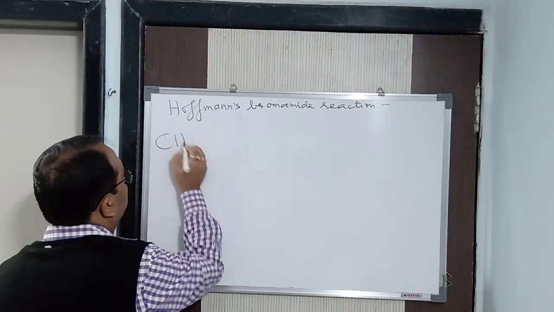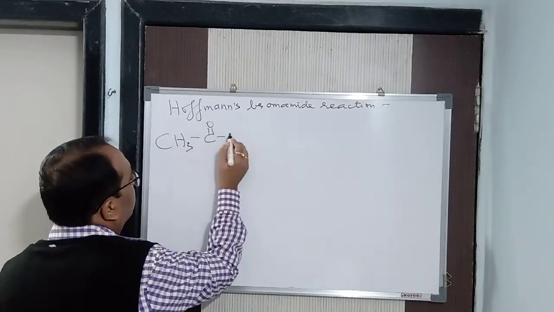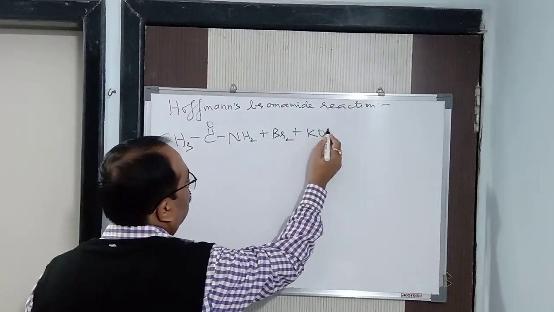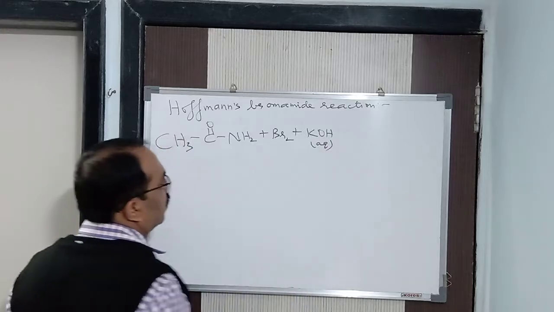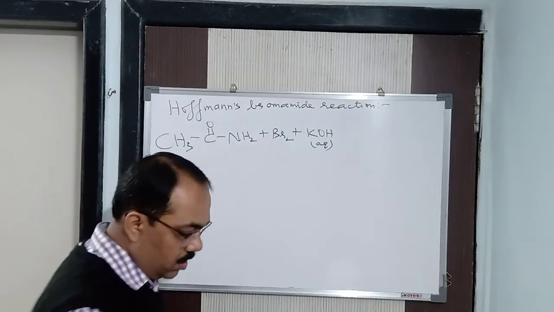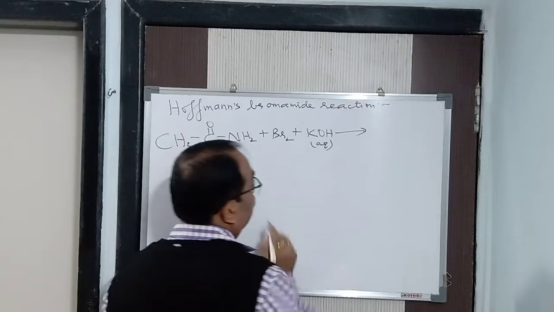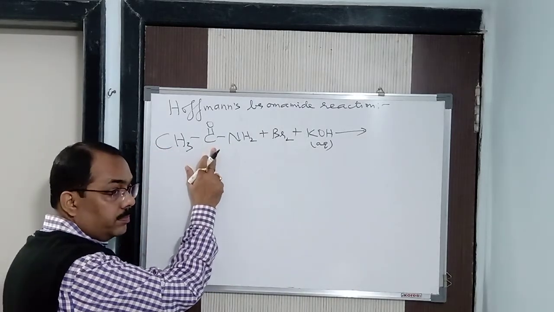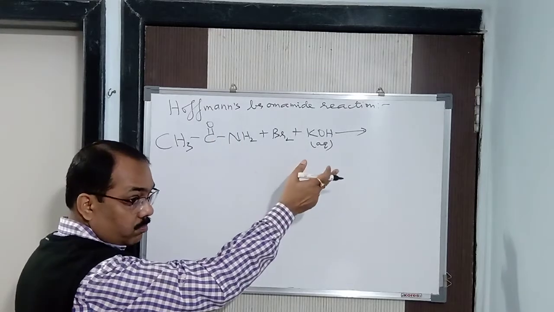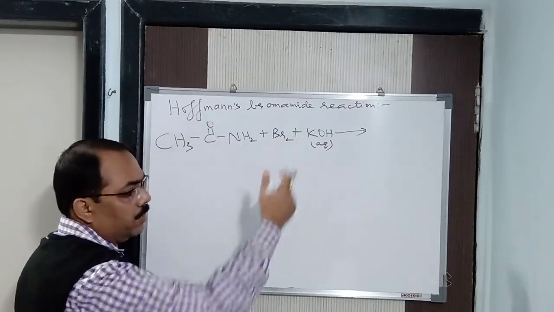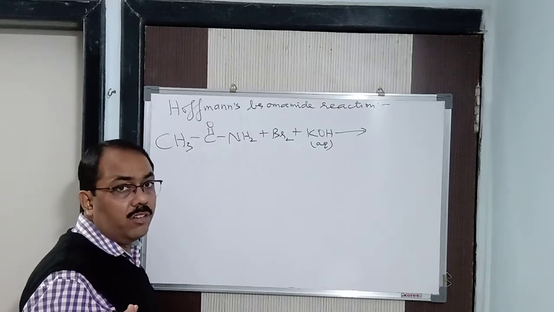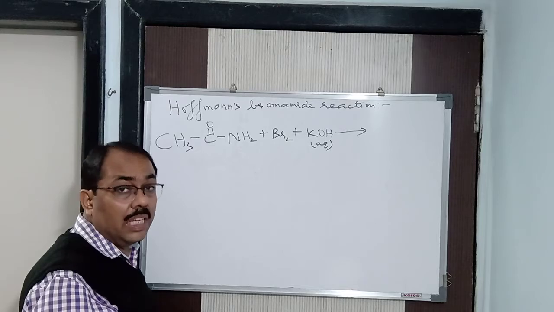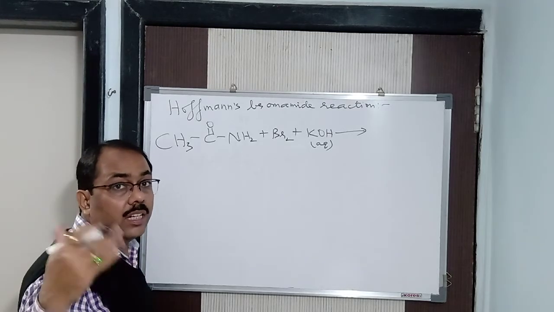Clear? That is, let us say CH3CONH2 plus Br2 plus aqueous KOH. We can say that caustic potash. We will be using it. So what is going to happen here? Listen very carefully. Here we are having two carbon atoms. It will be reduced to one carbon atom. So this particular reaction generally is used for the descent of series, to decrease the number of carbon atoms in interconversion.